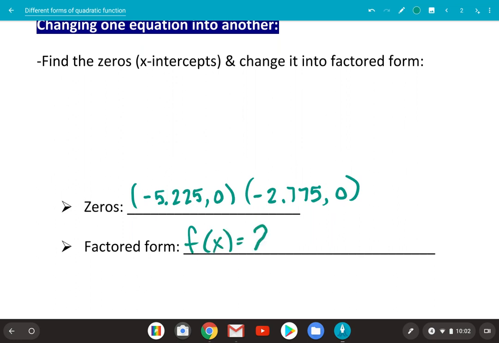So we're going to write our equation. Our a stays the same. Remember, it was 2 above. We're going to go x, opposite of the first one. Since it's a negative, I'm going to make it positive. And then x, since this one's negative, going to make it again positive. And that's your answer. So that is showing you how to do all the other types.